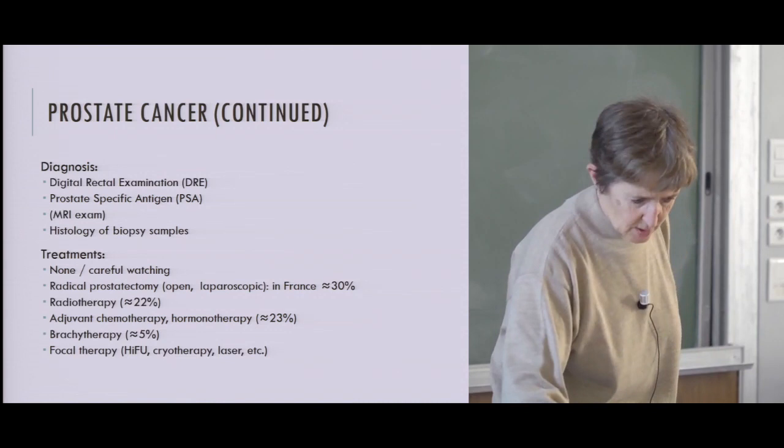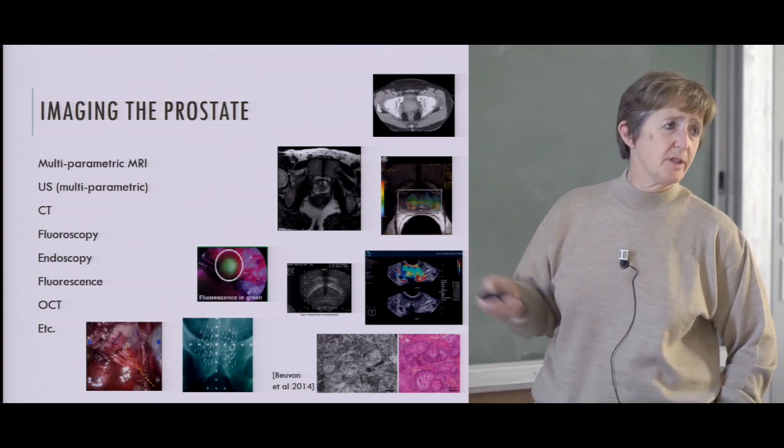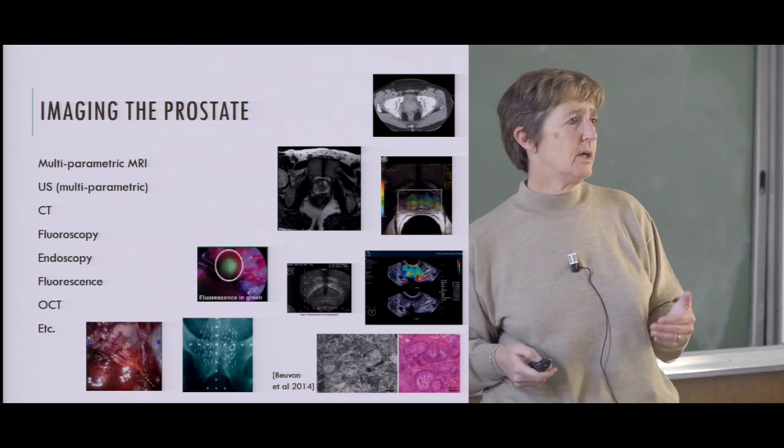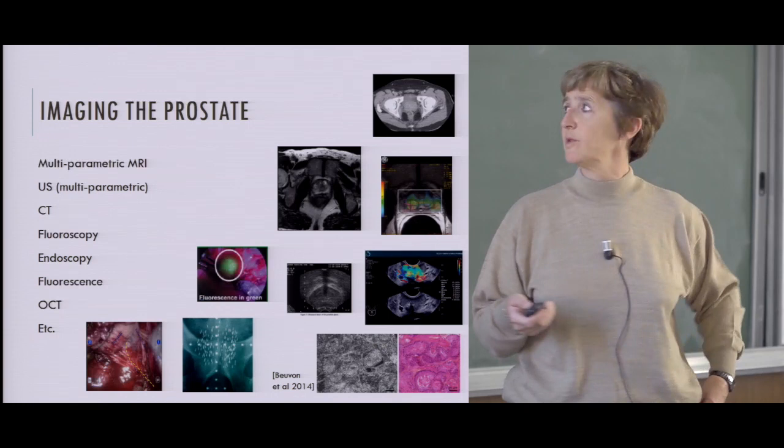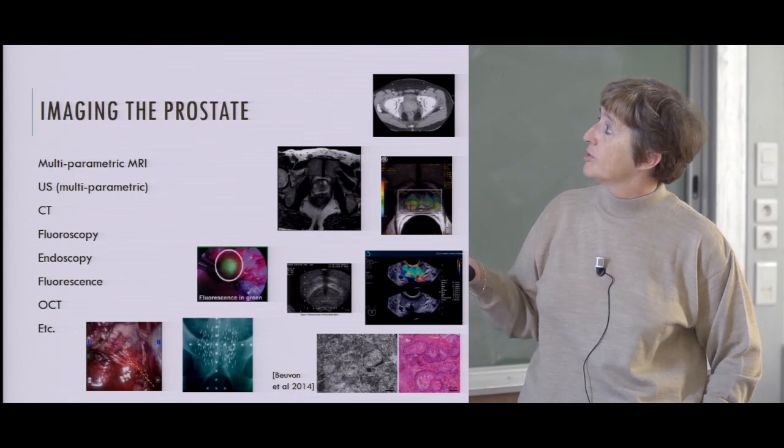So there are many possibilities of imaging the prostate. For the diagnostic, MRI is preferred. In general, there are different types of sequences of MRI, and it's the combination of those different sequences that makes the diagnostic possible. You have also the use of ultrasound. You will see that many gestures are guided by ultrasound. So here you see the prostate in here.